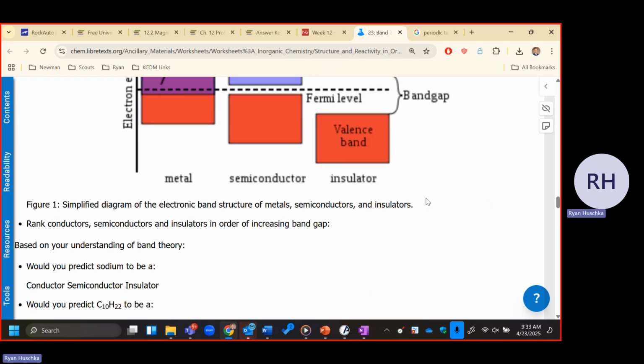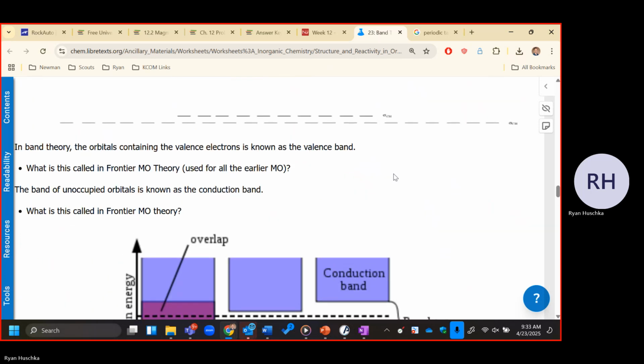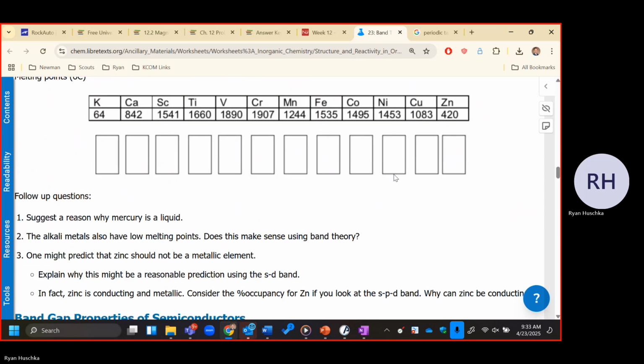Any other questions on bonding? No? Okay. Correct. Yep. Yeah, once you start filling up that top band, you start decreasing the bond strength.